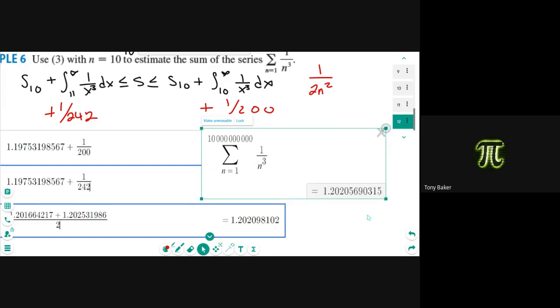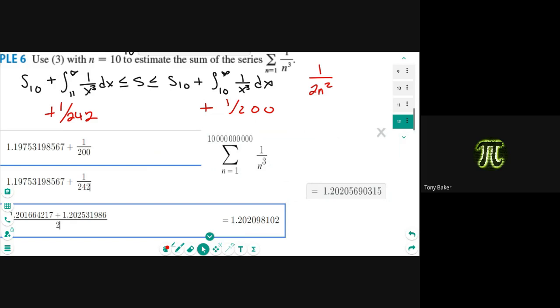And that's the number Desmos gives me when I added the first 10 billion places. That's pretty darn close. So with just adding up the first 10 terms using the integral remainder theorem, we can get an answer that's really, really close to the actual answer.